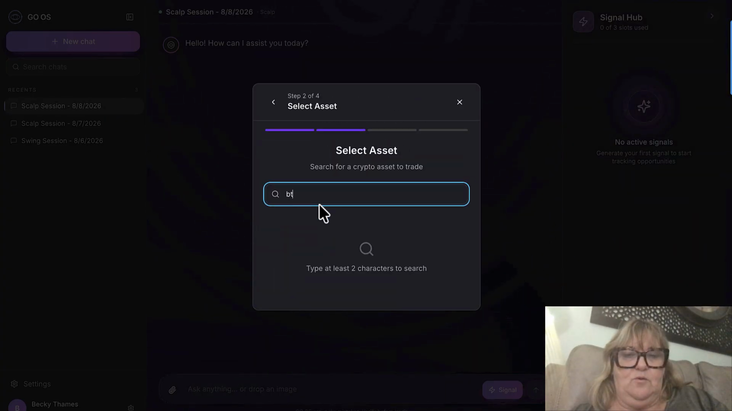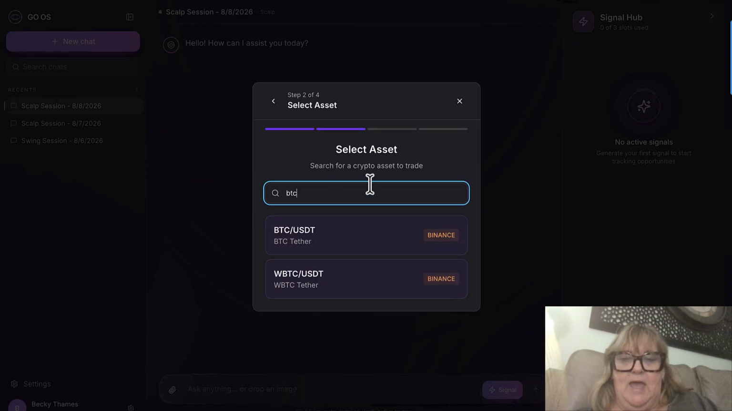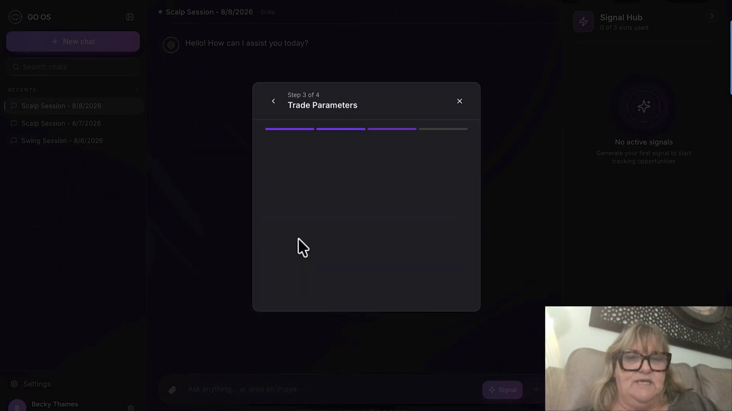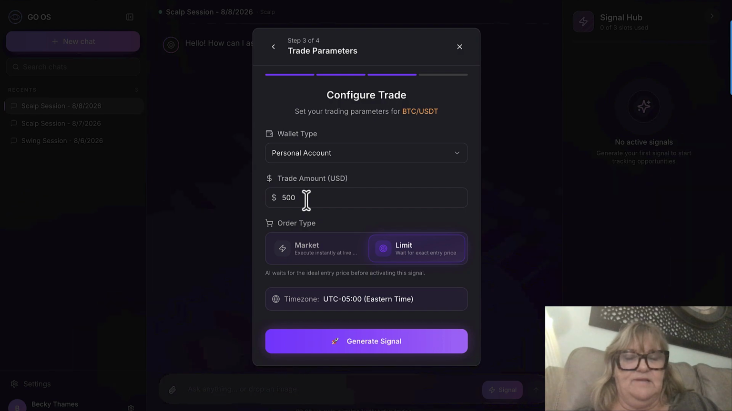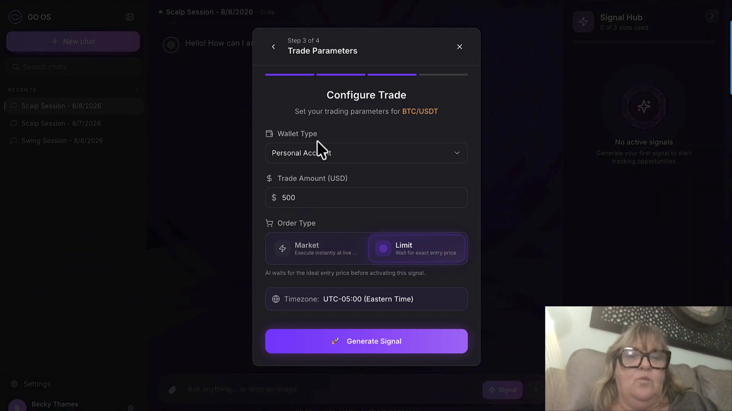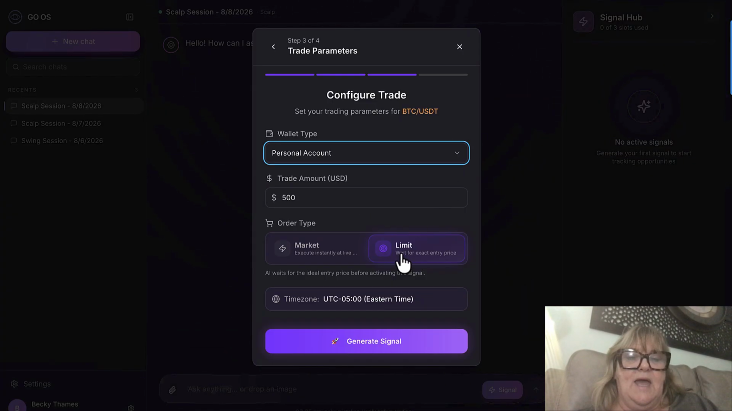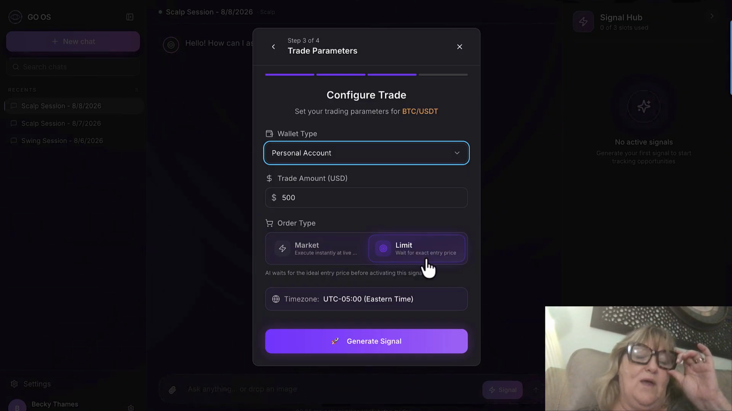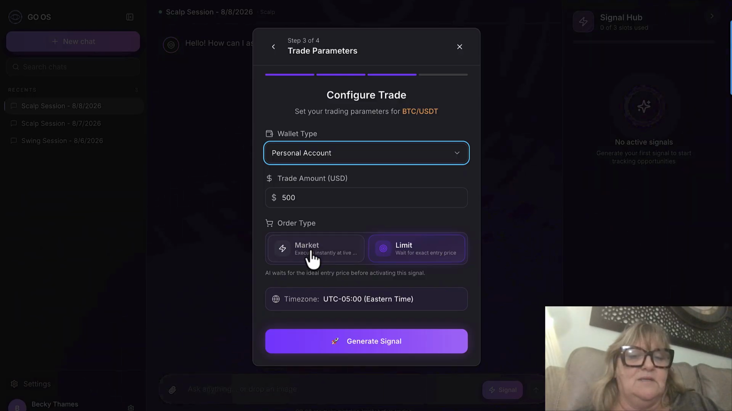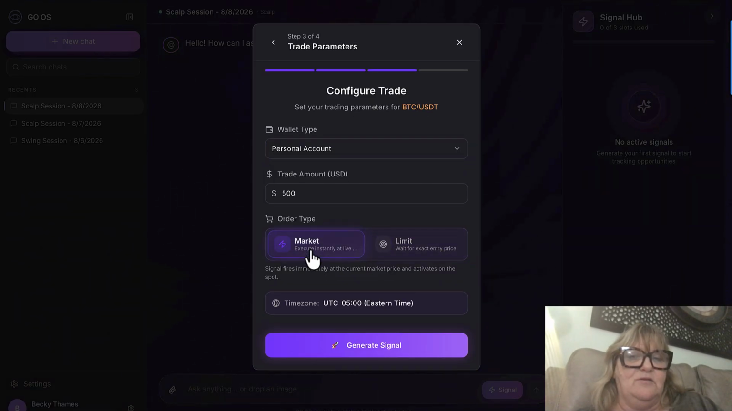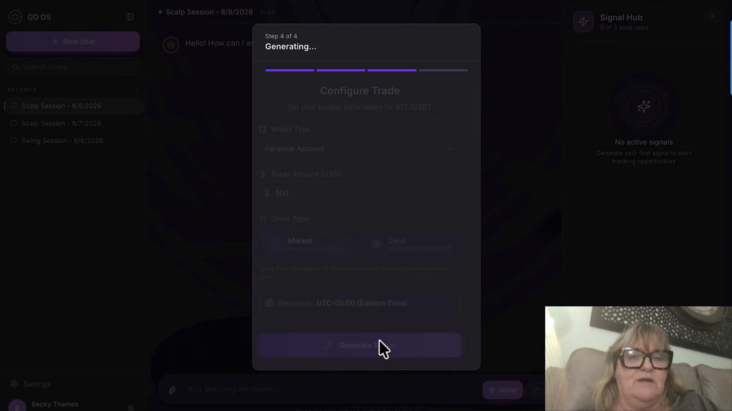We want to do Bitcoin. We want to trade Bitcoin, and we're going to do BTC USD. And we're going to say we have $500 in our account. We're in a personal account. You can do a personal account or a funded account, whichever one that you want to do. And we want it to give us a limit. That means we're going to wait for the exact price, but if we don't want to do a limit, we could say, hey, let's execute the market right now. We'll just do a market. So we'll do market, and then we're going to hit generate signal.